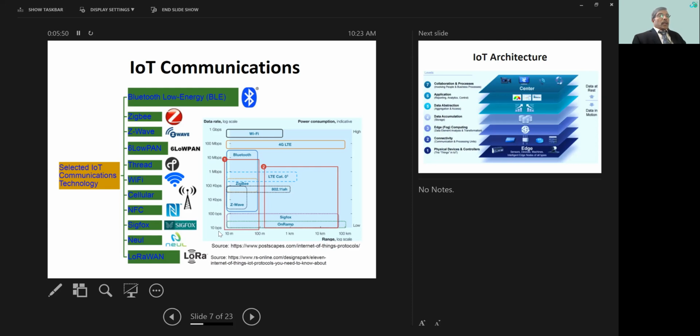So it all depends on what kind of data rate you need. Some sensors only transmit occasionally and they don't need that much data rate, so they can really deploy some of these systems, whereas the systems that need very high data rates need to go for high data rate systems such as 4G LTE, 5G, or Wi-Fi.